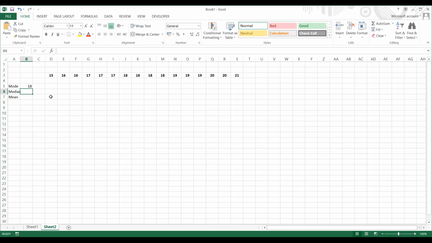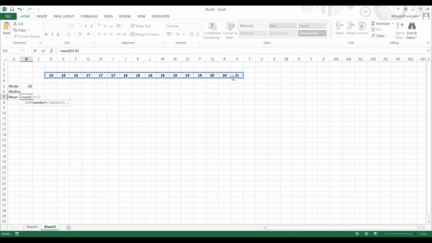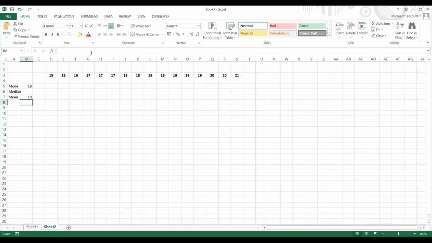What is median and mean? So let's do mean. Mean is the sum of all these values divided by how many values there are. I guess 16. So 1, 2, 3, 4, 5, 6, 7, 8, 9, 10, 11, 12, 13, 14, 15, 16. Correct? Right, 16. So what do you get? 18. Right?